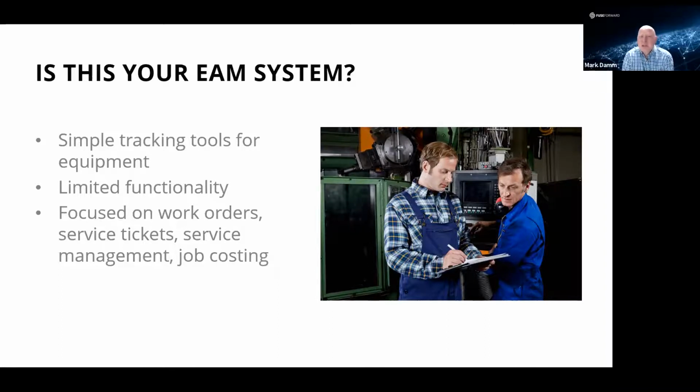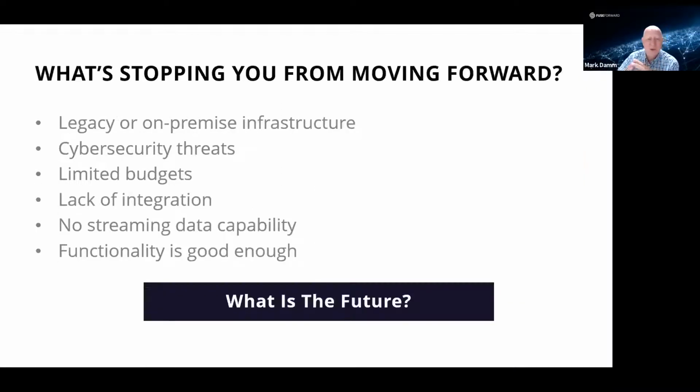In some cases, the things that they were used for could be work orders, service tickets, managing the services around it, and then doing job costing. In some cases, job costing was what I would consider about 20 years ago an expansion of the EAM, which was actually getting into activity-based costing. But if that's your EAM system, let's look at it. What's stopping you from moving forward? Are some of these hitting you?